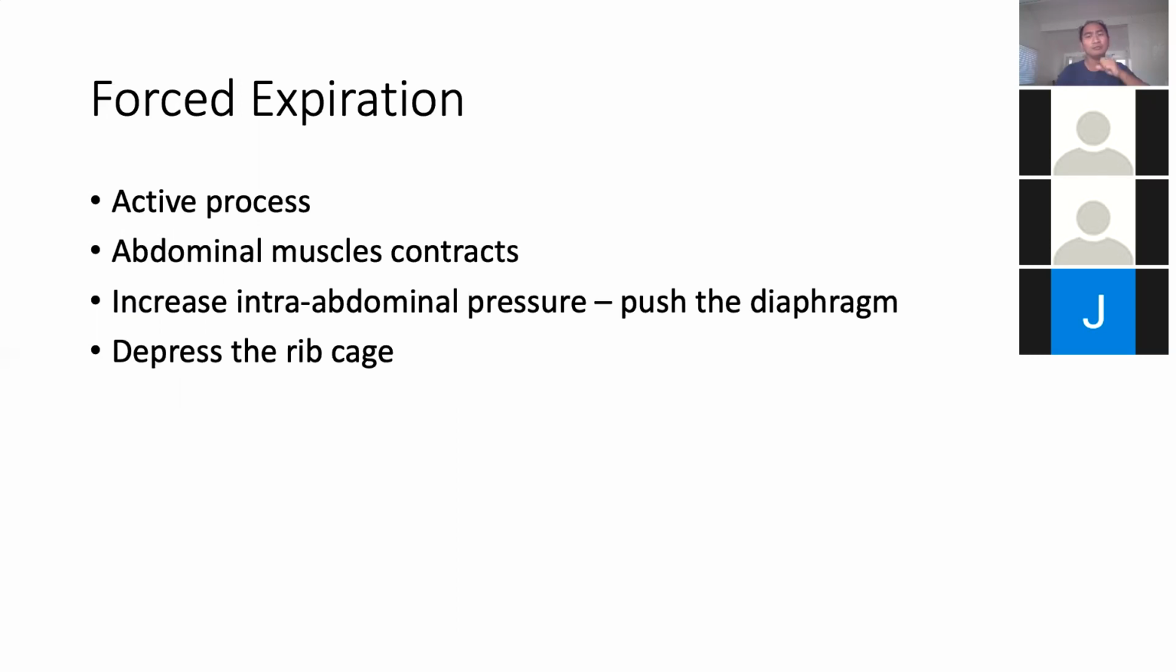So let's say you are forcing expiration, you are trying to force it, and it is an active process now. Your abdominal muscles will contract and increase abdominal pressure. Then this contraction will push the diaphragm upwards, making the thoracic volume smaller. So we try to squeeze the lung from many different angles. And it depresses the rib cage as well. The quadratus lumborum muscle pulls the ribs down. So this is for the forceful expiration.